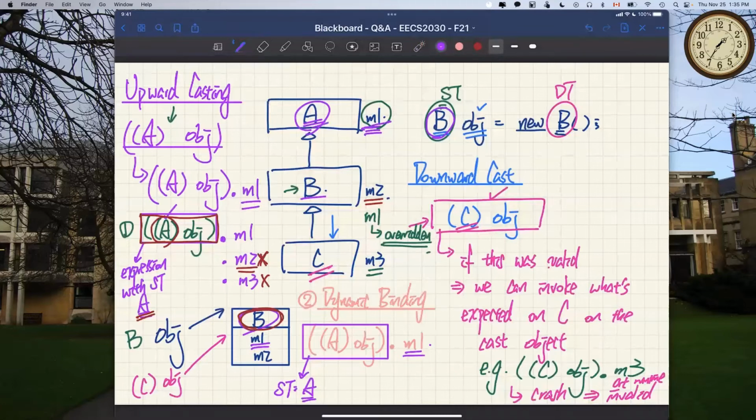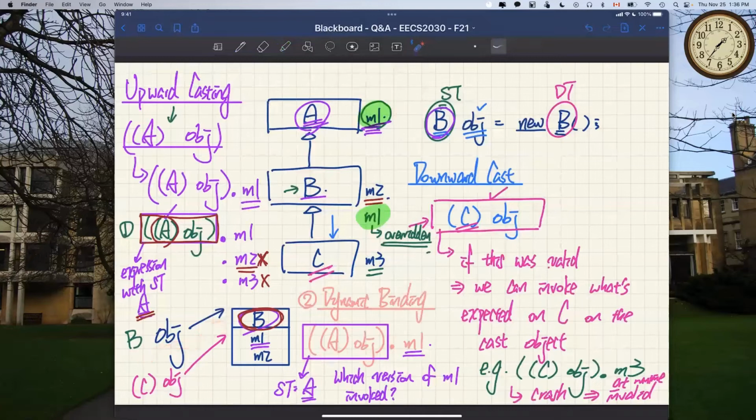But now the question is, which version of M1 will be invoked? That's a critical question, because you can see we actually got more than one version of M1. This is the original version, and this is the overridden version. Now which version will be called? It depends on what the dynamic type is for this expression over here. And as we said before, the typecast does not create any objects. They only try to create an alias to some objects with a different static type. In this case, we are just creating an alias like this.